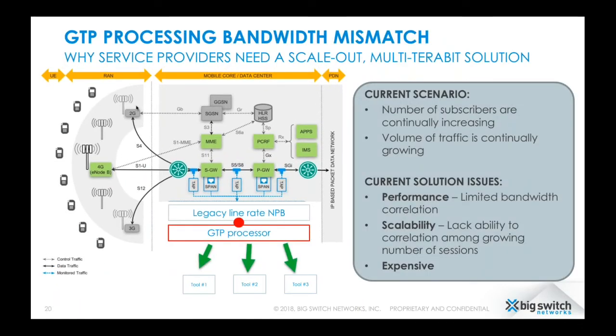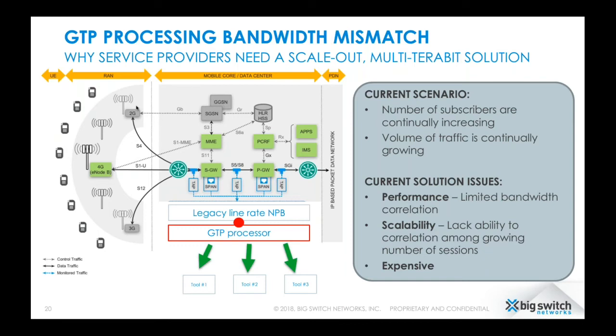Given that, if you look at the current scenario from the telco's perspective, they are continually seeing that the number of subscribers is increasing, and they are also seeing that the volume of traffic is continually growing. What this means is that the amount of data that needs to be correlated is growing and growing and growing.